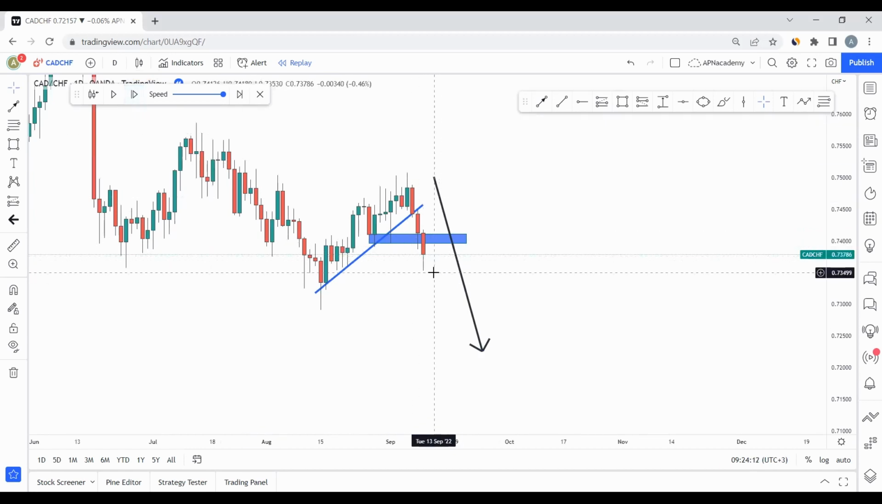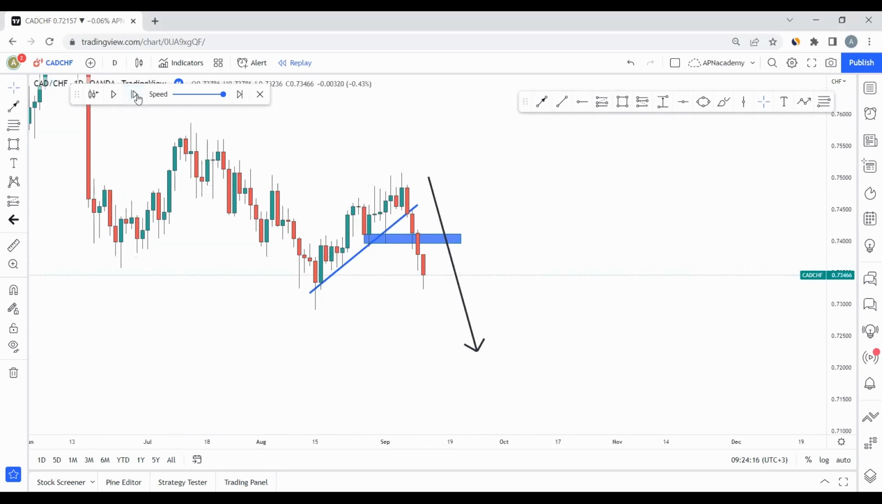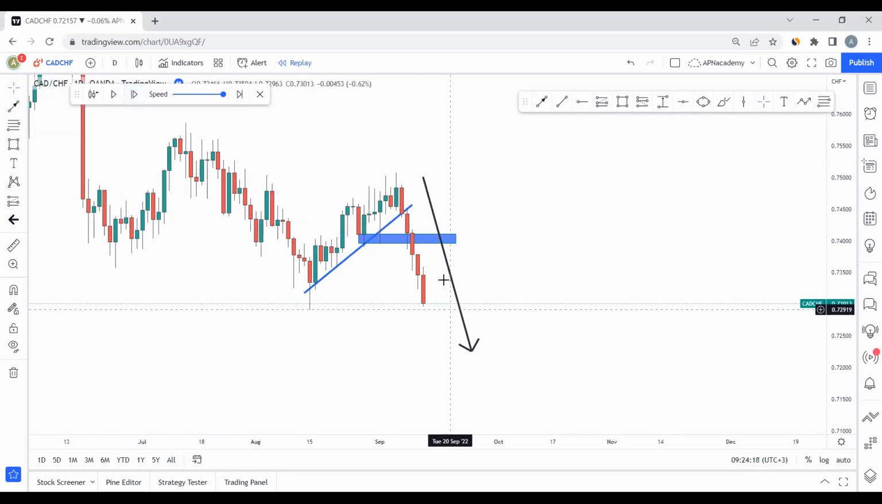Now you're seeing there's a break here, right? Let's play again the next day. The market continues down, right? Let's play the next day. The market continues down. But let's go and check this area. Was there a retest? Are you getting it?